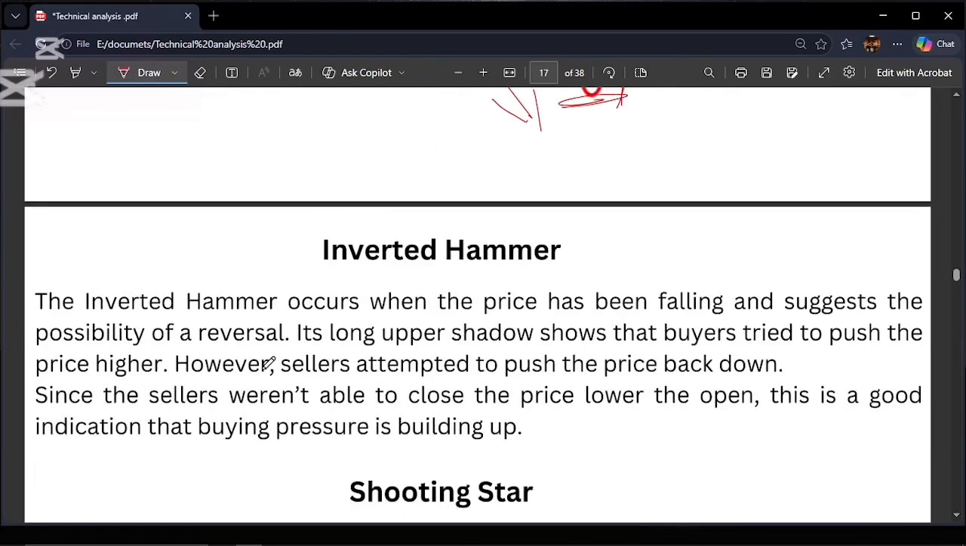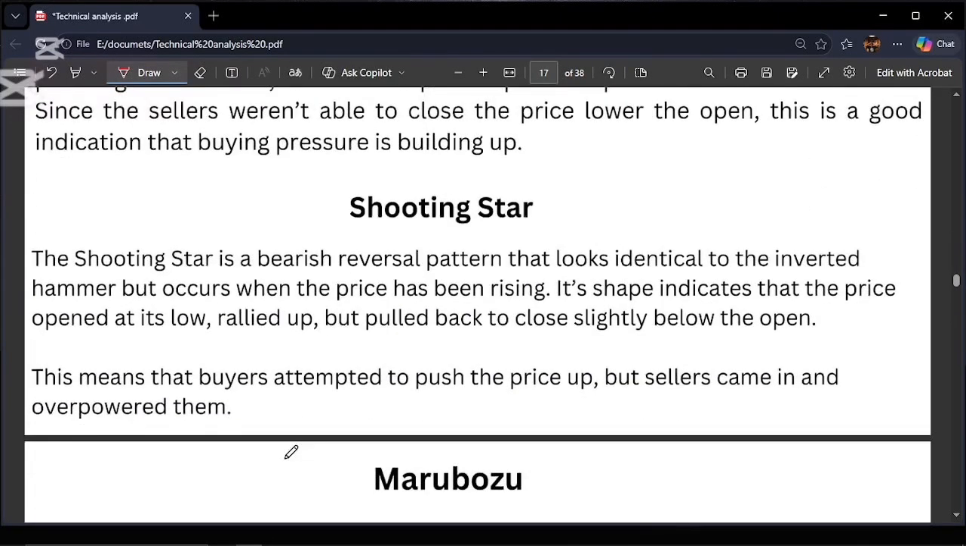The long upper shadow or wick shows that buyers tried to push the prices higher. However, sellers attempted to push the prices back down. Since the sellers weren't able to close the price lower than the open, this is a good indication that buying pressure is building up. Now we have the shooting star.